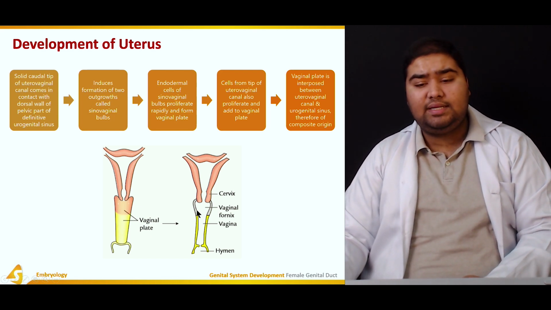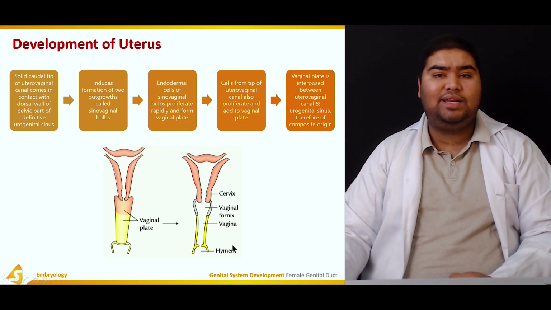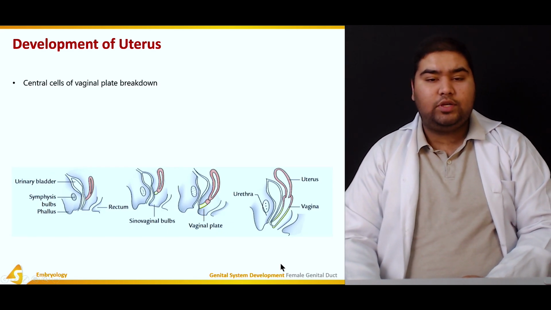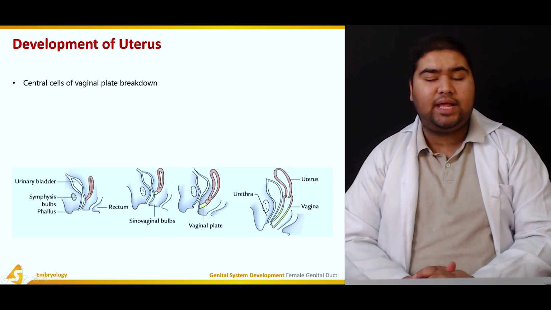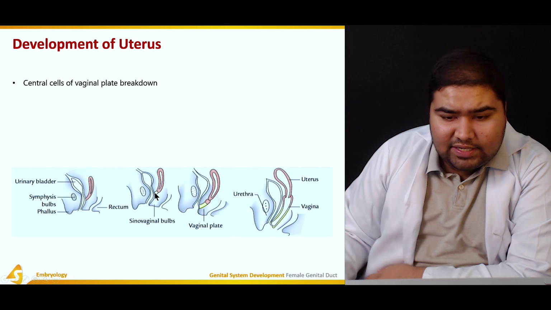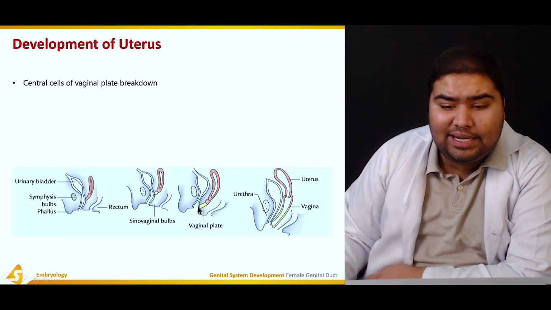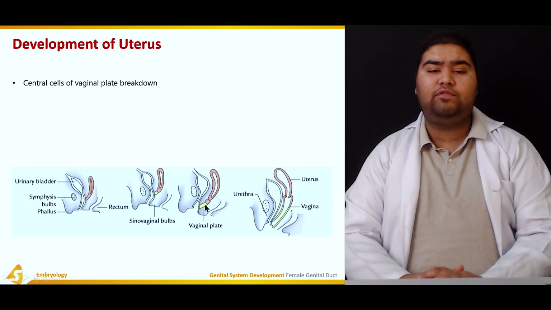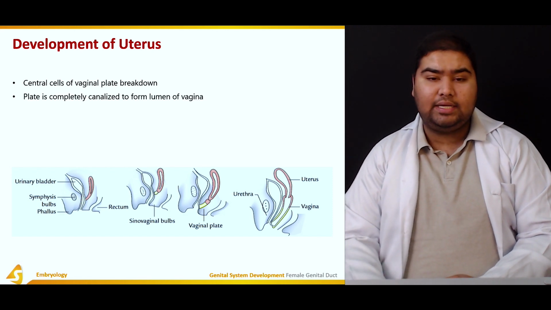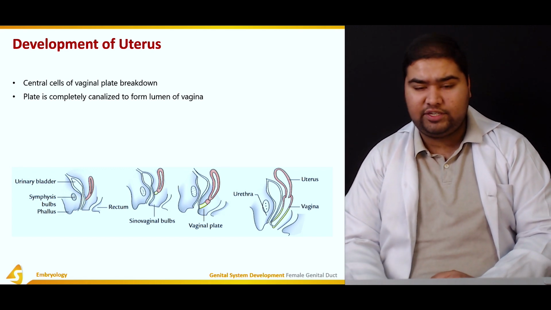This vaginal plate will result in the formation of the vaginal fornix, the vagina, as well as the hymen. The central cells of the vaginal plate tend to break down. Here in the figure, this is the vaginal plate being formed. These are the sino-vaginal bulbs initially, forming the vaginal plate. The cells that lie in the center or the lumen of the vaginal plate now break down. The plate is completely canalized to form the lumen of the vagina.